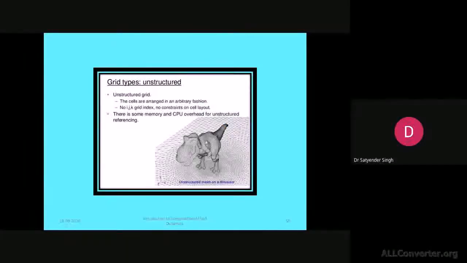And this is one form of unstructured grid, where we have to use tetrahedrons and polyhedrons in order to provide the grid everywhere in a complex domain.